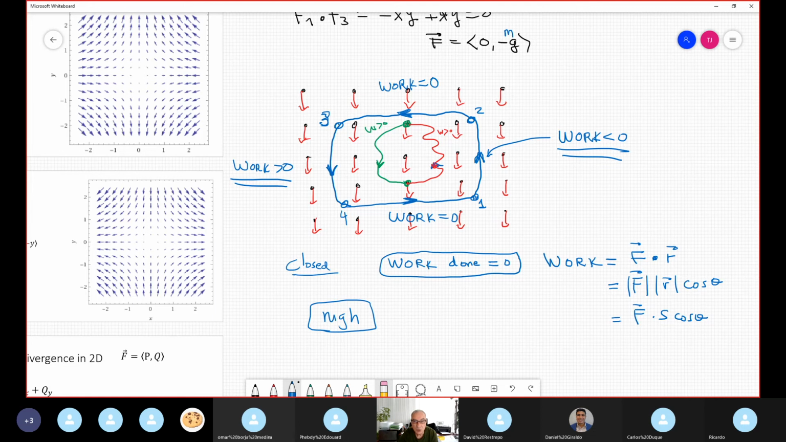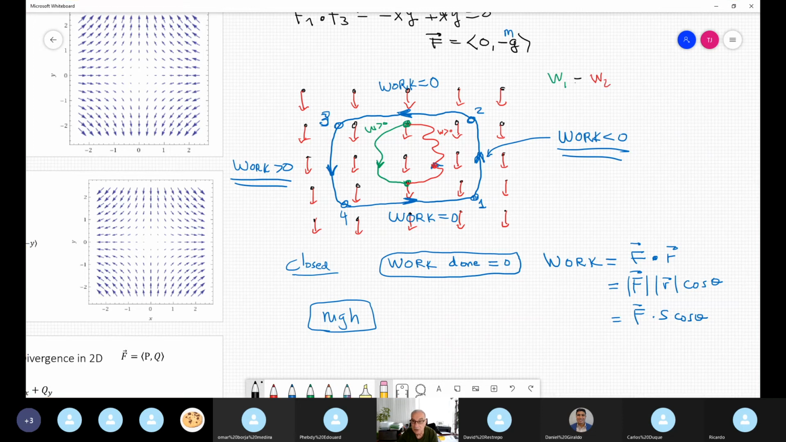So the work done in the green part is positive. Now the work done in the red part is negative, but the work done in the entire closed curve is 0. Therefore, conclusion, the work done in the green part is equal to the work done in the red part. Do you see or no? Okay, so this is called path independent.